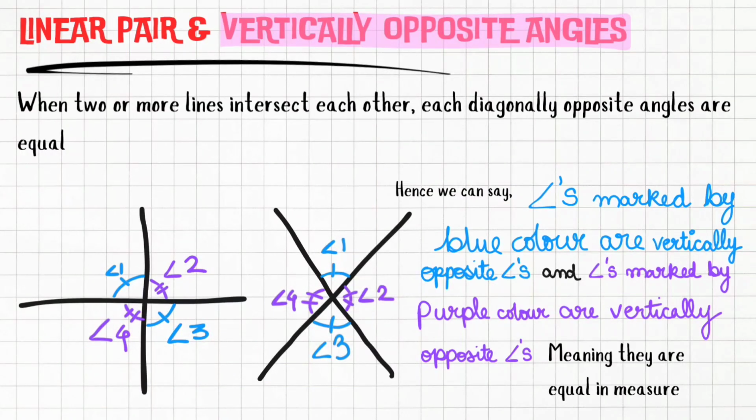Vertically opposite angles. Here in this figure, vertically opposite angles are formed when two or more lines intersect each other. Here, angle 1 and angle 3 in both the figures are marked in blue color, and angle 2 and angle 4 in both the figures are marked with purple color. This shows that these diagonally opposite angles, or I can say vertically opposite angles, are equal in measure.